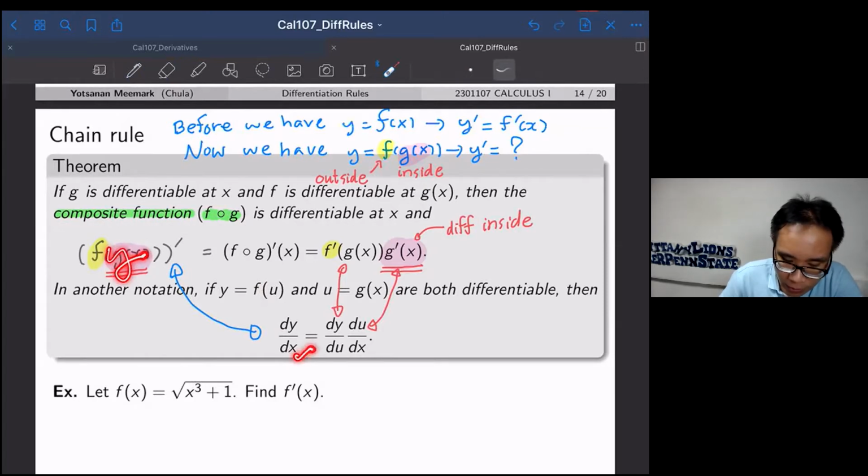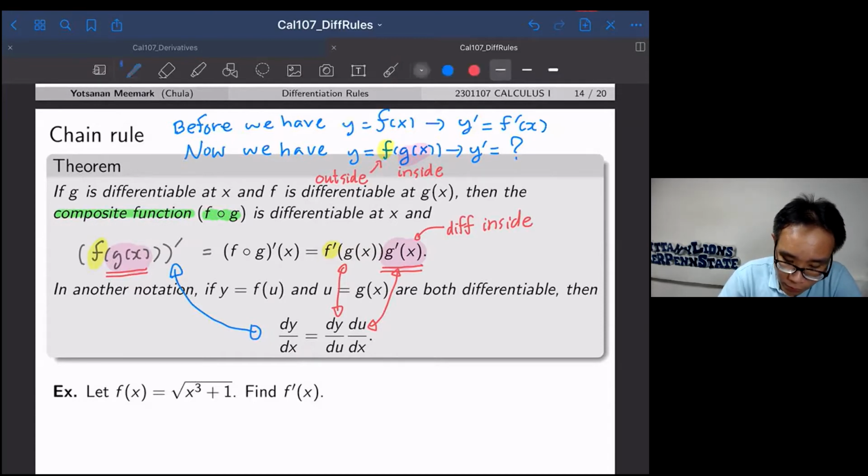Clear, right? And this one you differentiate f. However, it's not f prime x, it's f prime g x. And what is g x? g x is u. So you see that this guy is f prime u. And f prime u is dy du. And g prime x is du dx. So this is how they correspond.